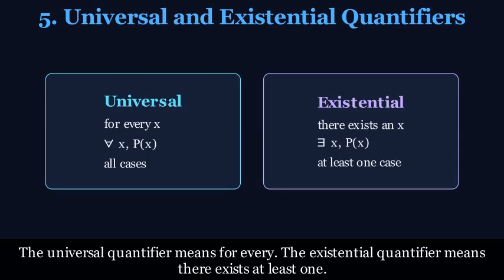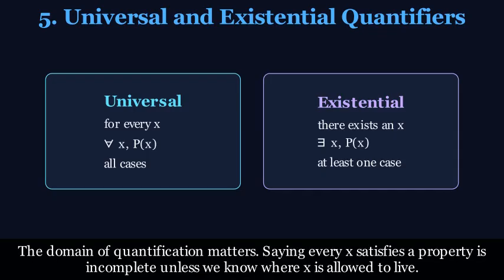The universal quantifier means for every. The existential quantifier means there exists at least one. The domain of quantification matters. Saying every x satisfies a property is incomplete unless we know where x is allowed to live.